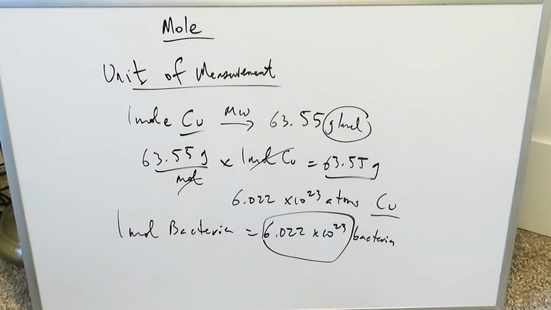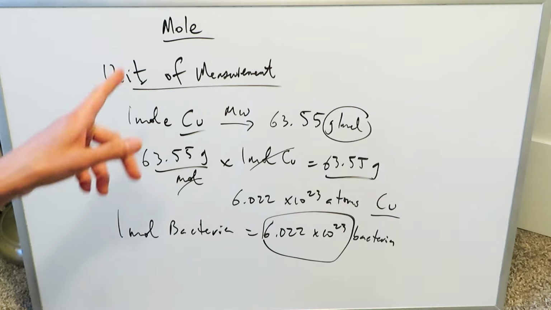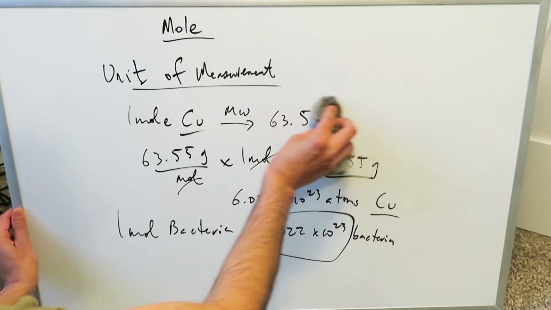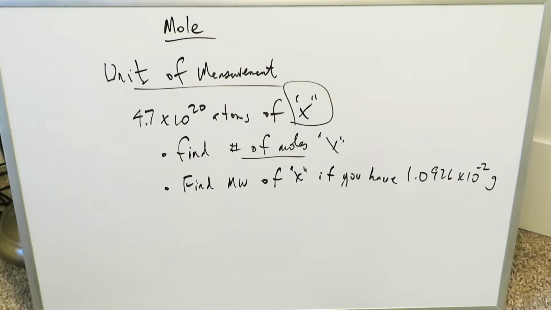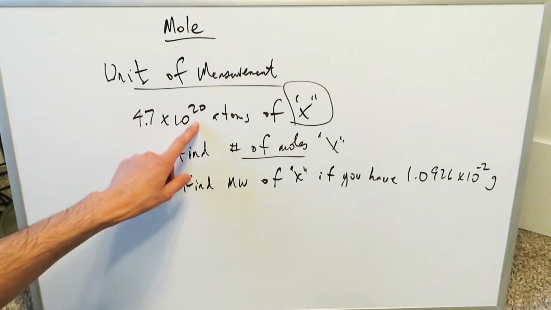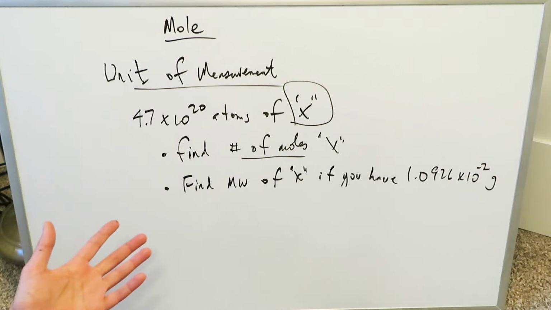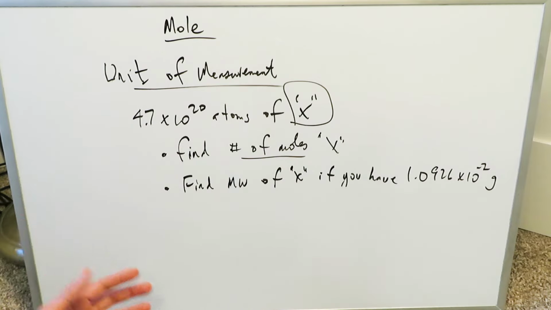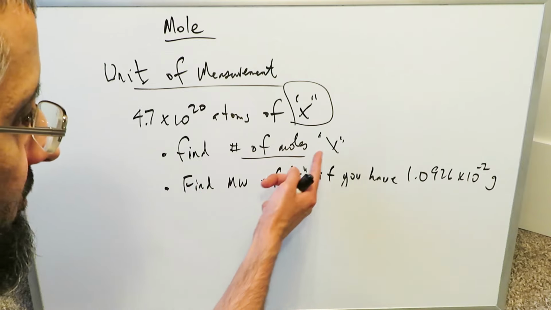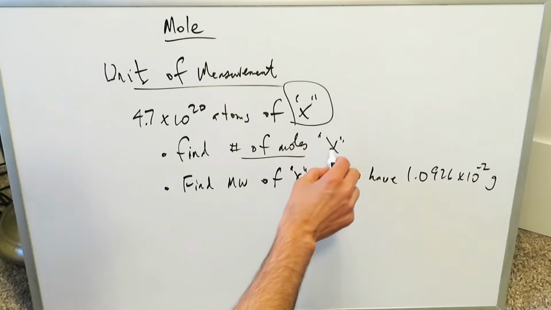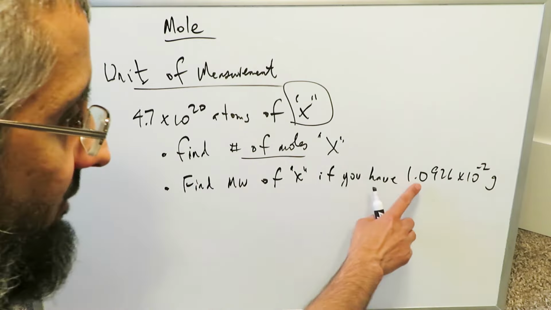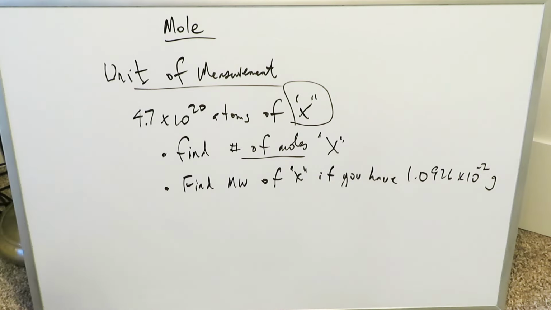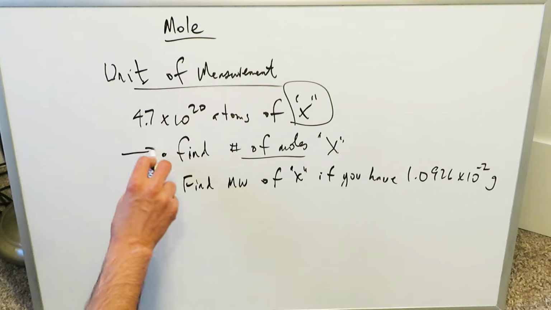Let's look very quickly at just a single computation, then that can be it for this particular video, because the mole concept is not overly difficult to understand. Let's end with this question over here. We have 4.7 times 10 to the 20 atoms of X, an unknown element, sample, or compound, whatever it might be. We have to find the number of moles of X. We also have to find the molecular weight of X if you have 1.0926 times 10 to the minus 2 grams of that X.